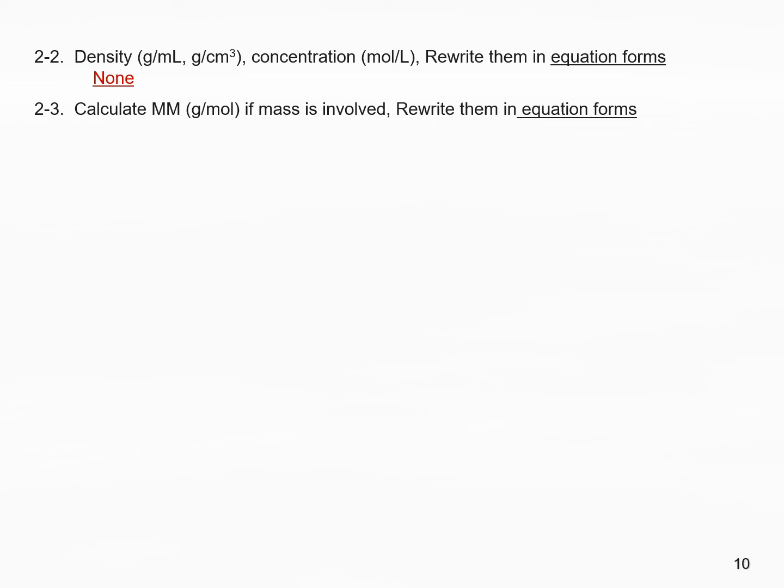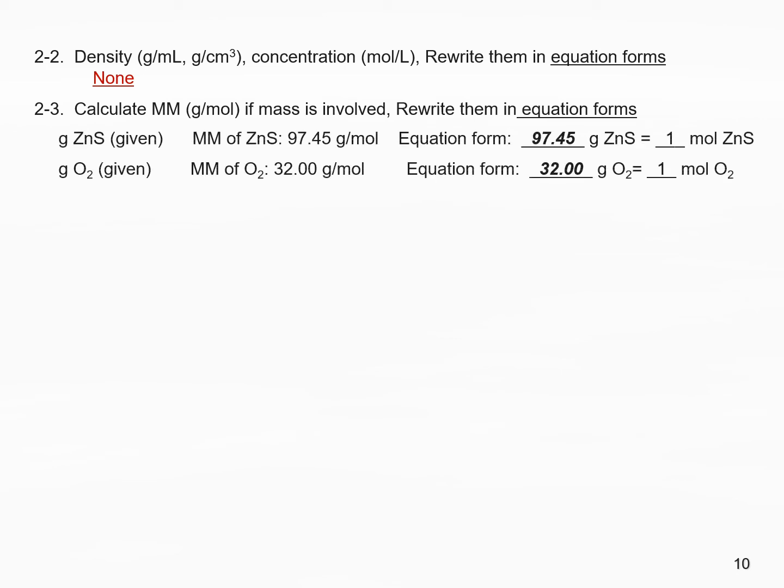For example, remember 10 grams of zinc sulfide and 10 grams of oxygen, those are given, right? So we have grams of zinc sulfide and grams of oxygen, and we get the molar mass of these two. For zinc sulfide, it's 97.45 grams per mole, and we write that as 97.45 grams of zinc sulfide equals 1 mole of zinc sulfide.